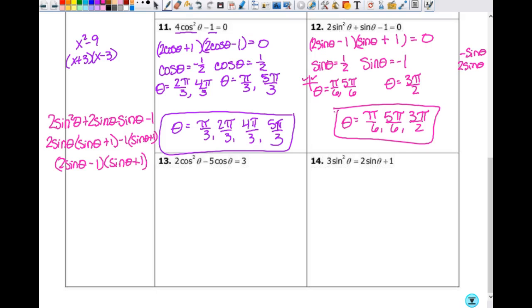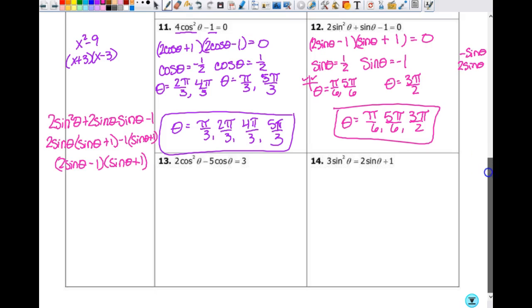So I'm going to give you a minute, and I want you to factor number 13. You can factor it by trying to reason through it. You can factor it by grouping, whatever, but you got to be able to get it factored. I know you can factor stuff like this. Don't freak out because it's trig. Just pretend like they're x's and everything is fine. Okay? I'm going to give you a minute to do that.